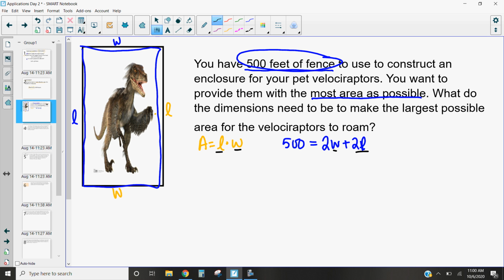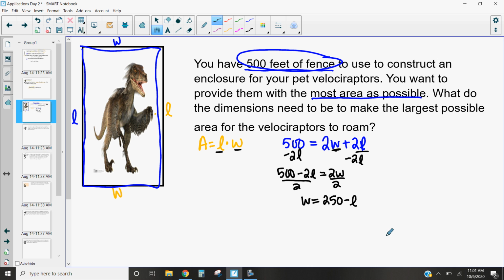Let's solve for width. So the way we're going to solve for width is I'm going to subtract my 2L from both sides. Well, we're solving for width, so subtract the 2L on either side. I'm trying to get this W all alone. And I get 500 minus 2 times the length equals 2 times the width. But I want just the width, so I'm going to divide everything by 2. And this shows me that my width is going to be 250 minus my length.